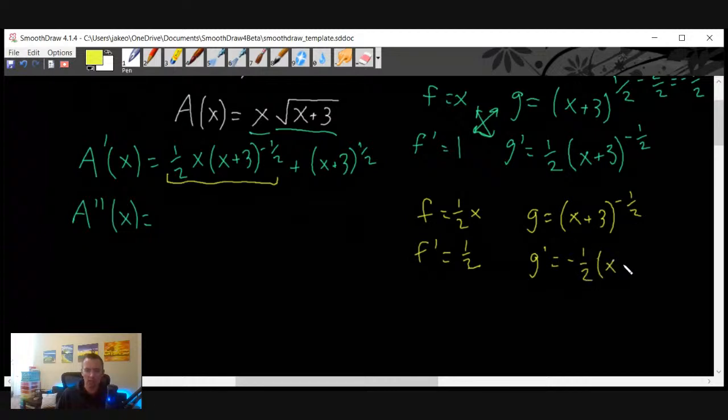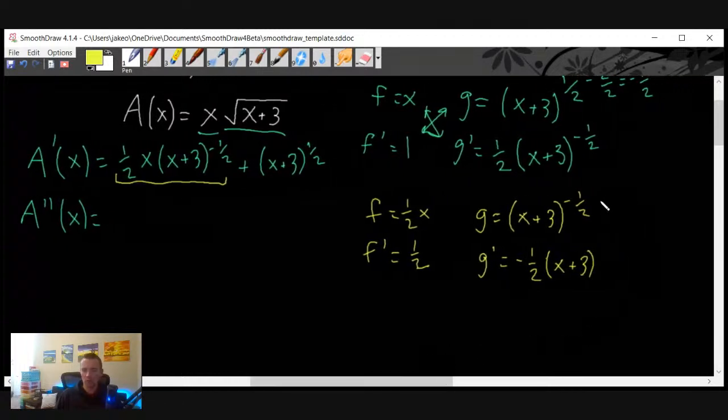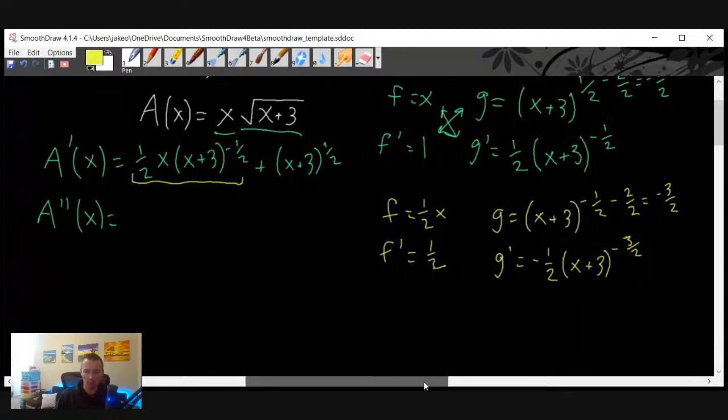Leave the inside function the same. Lower our power by 1. So negative 1/2 minus 1, or minus 2/2, would be negative 3/2. So our new power is going to be negative 3/2. And then by chain rule, we multiply this by the derivative of the inside. The derivative of x plus 3 is just 1, so we don't really have to worry about that.